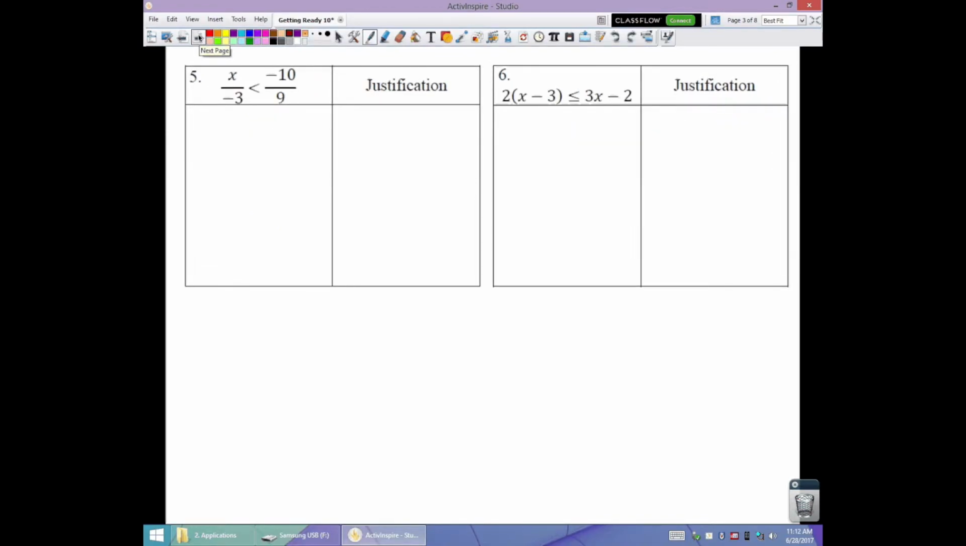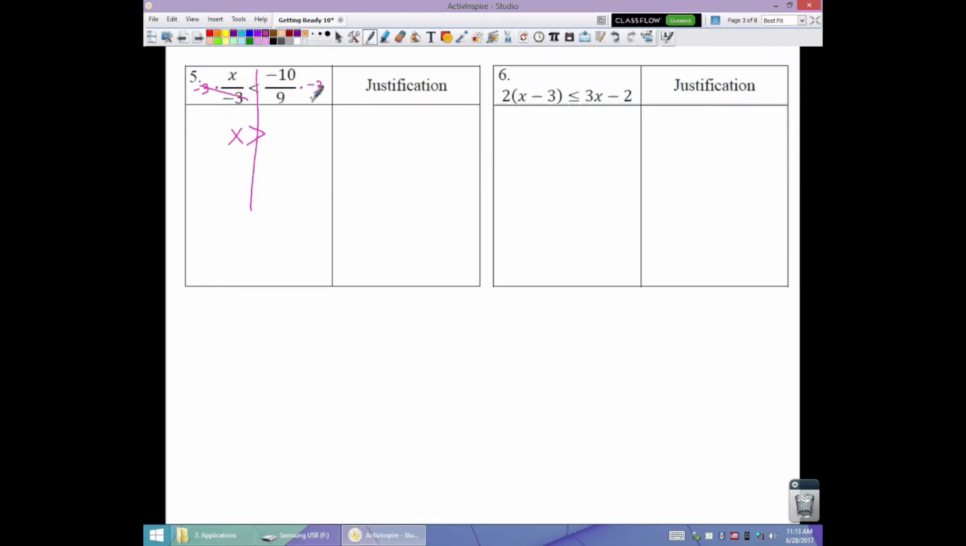Number 5. Looks tougher since there's fractions on both sides, but really this is just saying x divided by negative 3. The opposite of division of negative 3 is to multiply by negative 3 on both sides. Once again, though, we are multiplying by a negative, so we will have to remember to switch the inequality symbol. So this becomes x is, instead of less than, it's greater than.